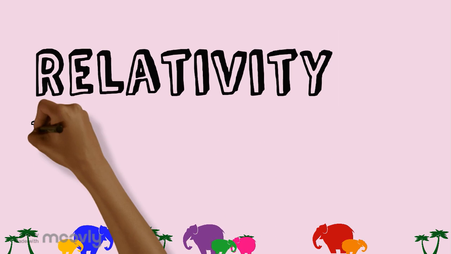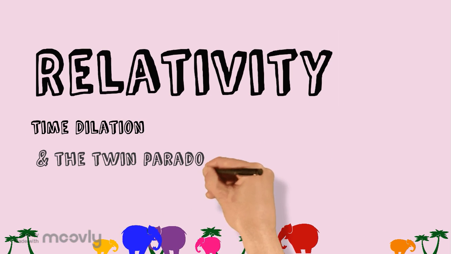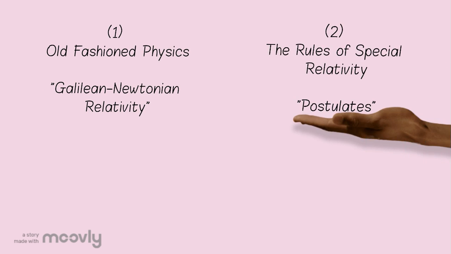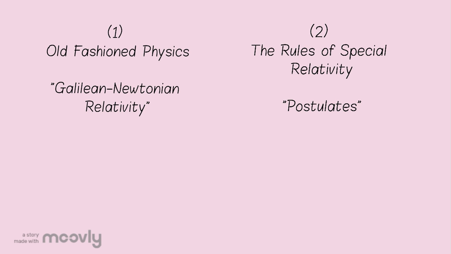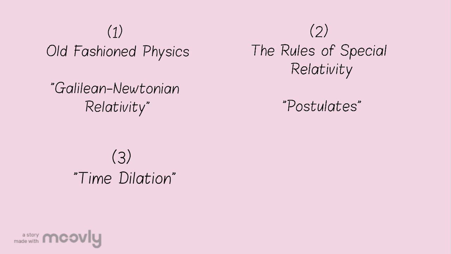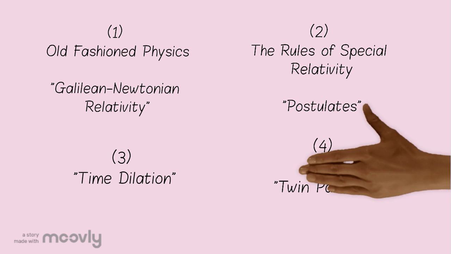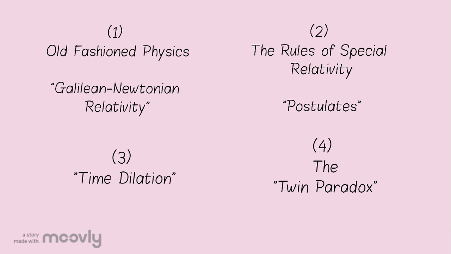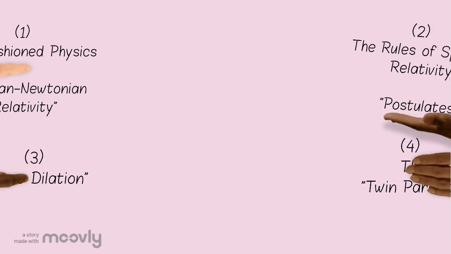Relativity, time dilation, and the twin paradox. We are going to cover 4 topics in this video. Number 1 is old-fashioned relativity or Galilean Newtonian relativity. Secondly, we'll talk about the rules for special relativity, we call them postulates. Thirdly, we'll talk about time dilation. And fourth, we're going to look at the twin paradox.